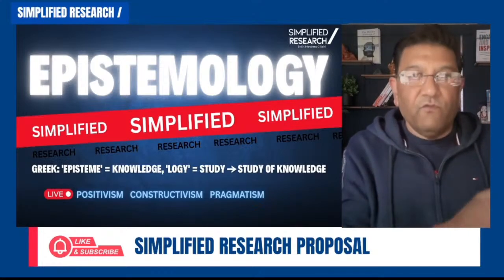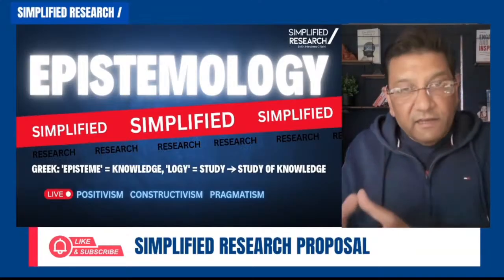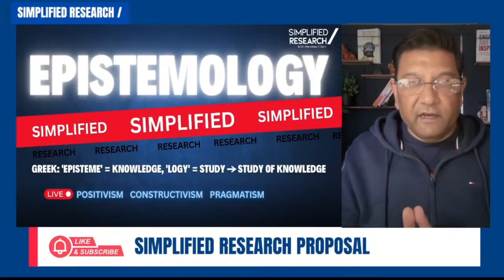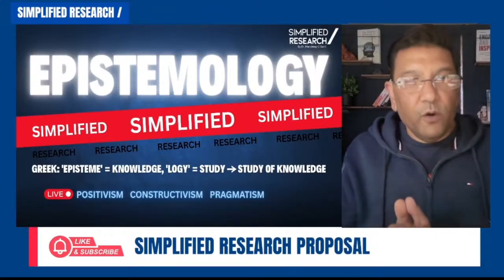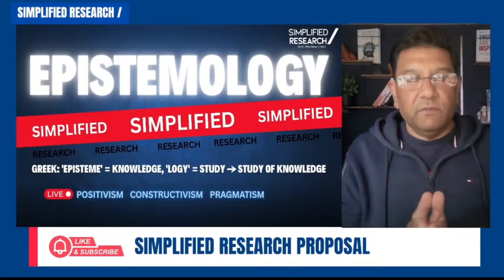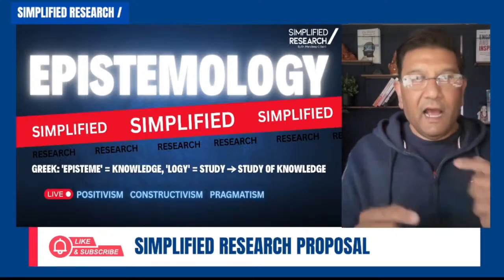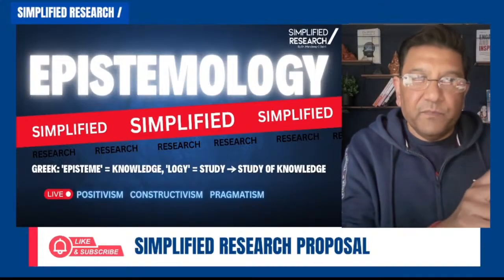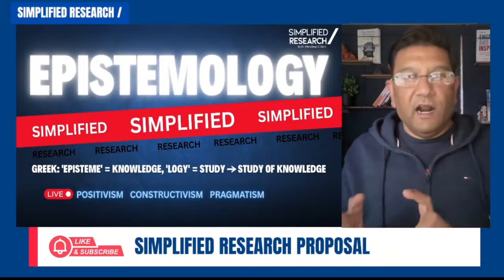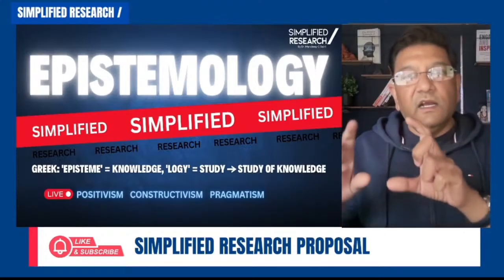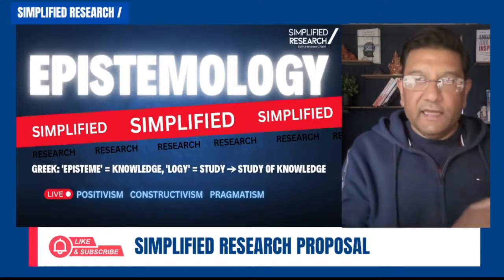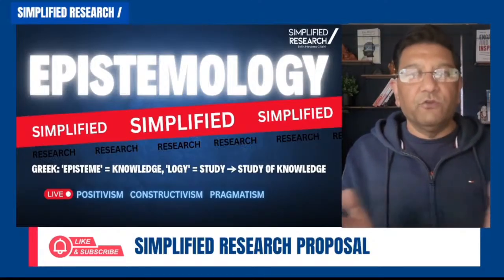In realism we have quantitative, in relativism we have qualitative, and in pragmatism, because we are using qualitative and quantitative both, which is the mixed method approach. So positivism, constructivism, and pragmatism. Now if we align those with realism, positivism is part of realism. If we align relativism, constructivism is part of relativism. And then pragmatism if we are using both of them.